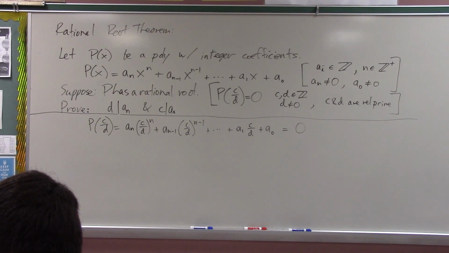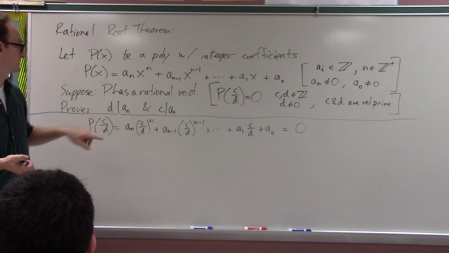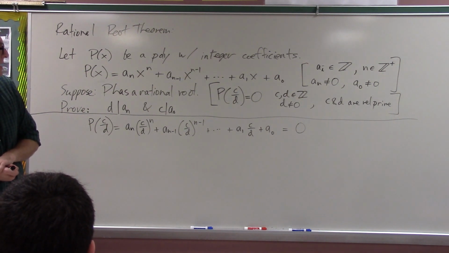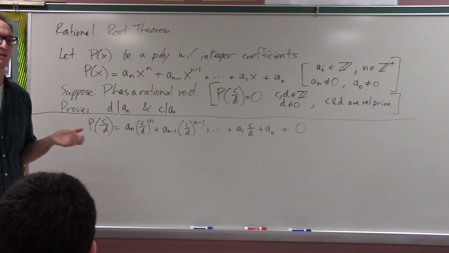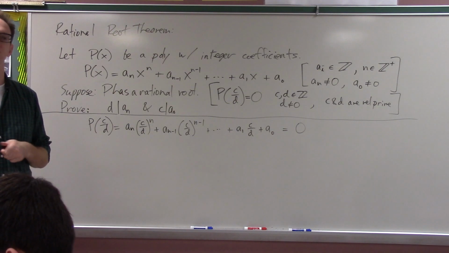I just said it though. Multiply by something on both sides which will make everything have no fractions anymore. What is that number? D to the n. D to the n. Okay, everyone do it. Multiply both sides by D to the n.